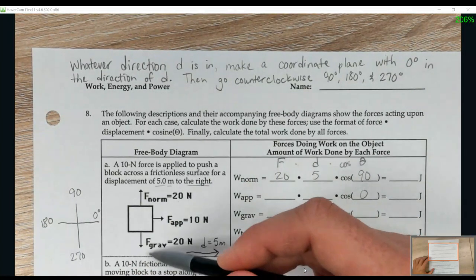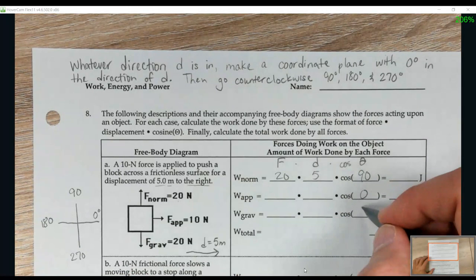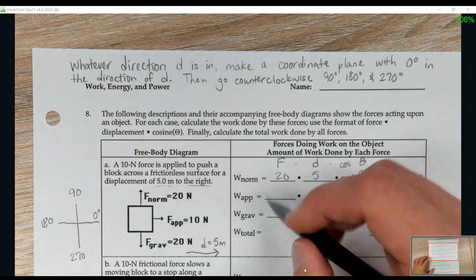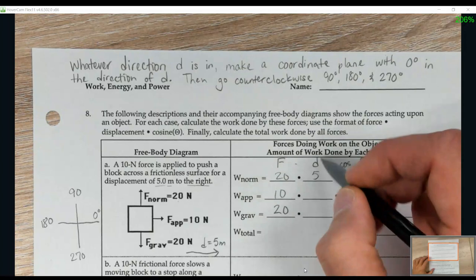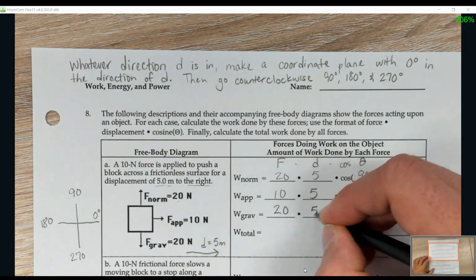What direction is gravity? What angle is gravity pointing down towards? 270. And then fill in their forces. Normal is 20, applied force is 10, gravitational force is 20, and the distance this object moves in total is 5. So they're all 5.